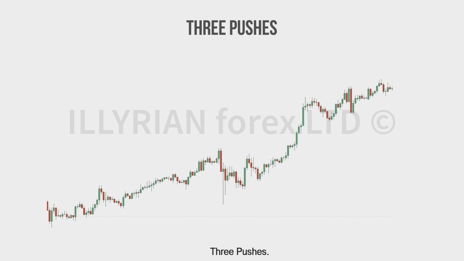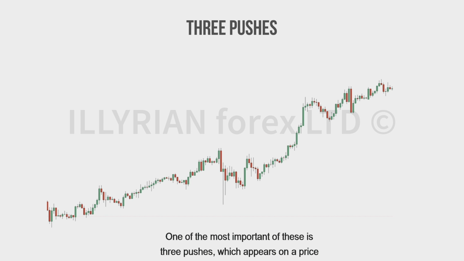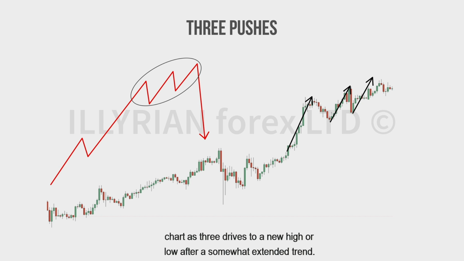Three pushes. The parabolic expansion into climax pattern is a dramatic but rare pattern. There are a number of other more common and subtle patterns that can also indicate climax. One of the most important of these is three pushes, which appears on a price chart as three drives to a new high or low after a somewhat extended trend. In the best examples, the third push breaks a trend line drawn across pushes 1 and 2, indicating a short-term climax on a lower time frame.